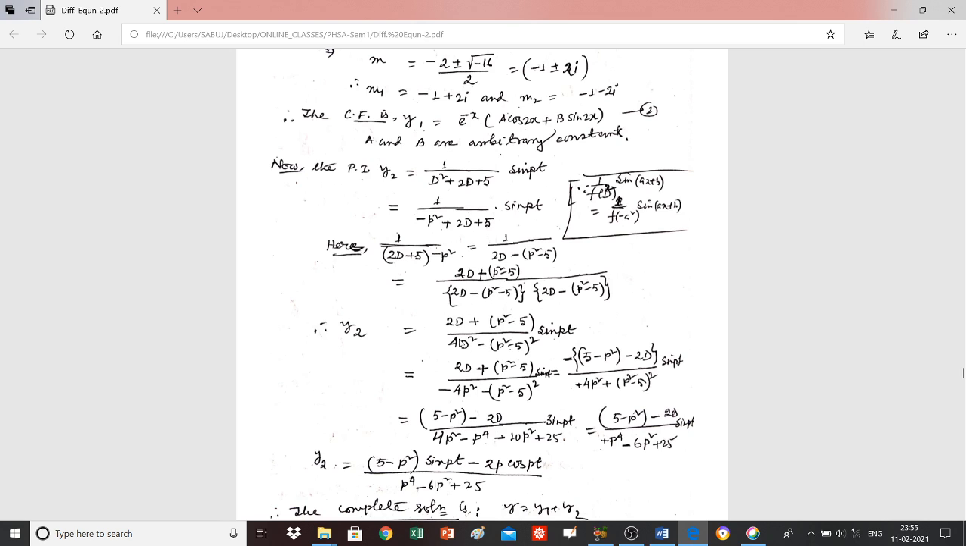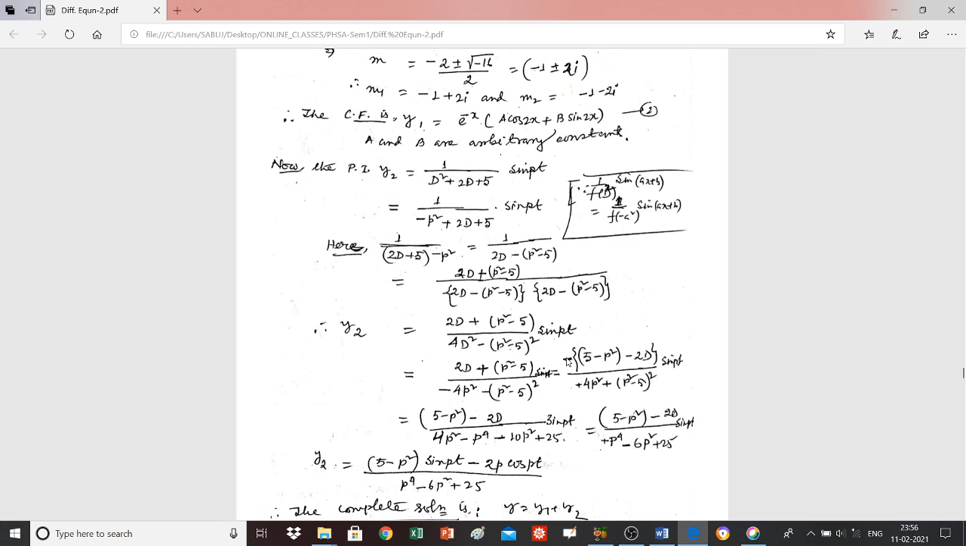So this will give you y2 is equal to (2d plus p square minus 5) by (4d square minus (p square minus 5) whole square) sin pt. That is equal to 2d plus p square minus 5. Then here you also know that in this case this d square should be replaced by minus p square. So that is minus 4p square minus (p square minus 5) whole square sin pt.